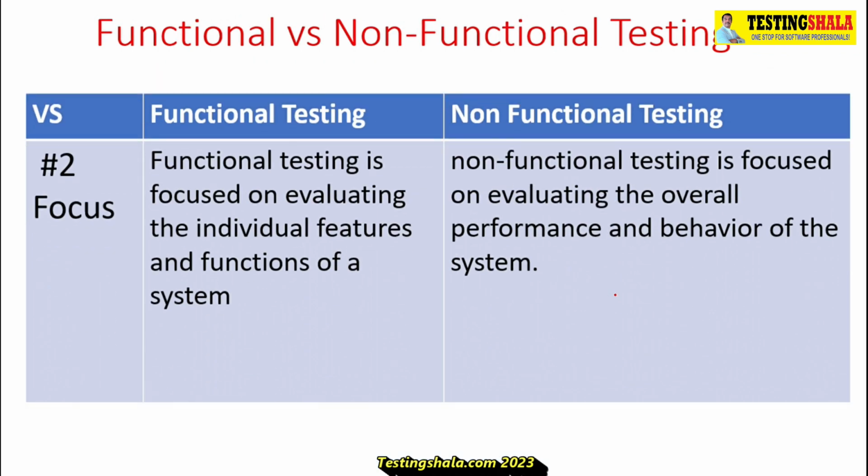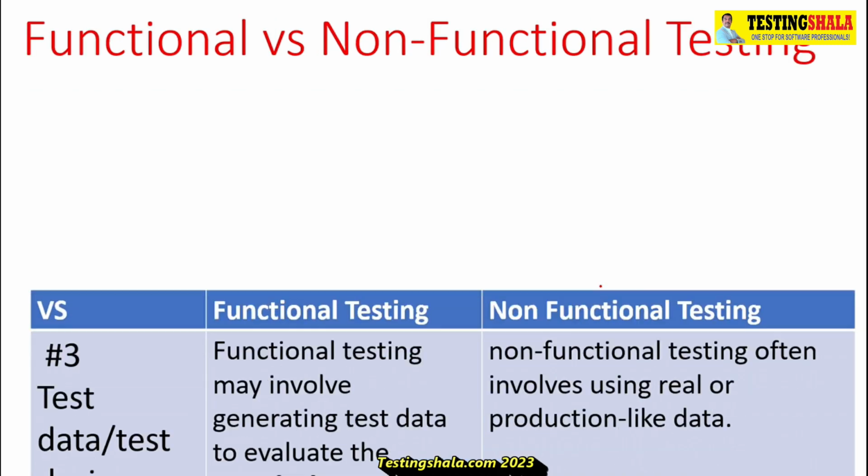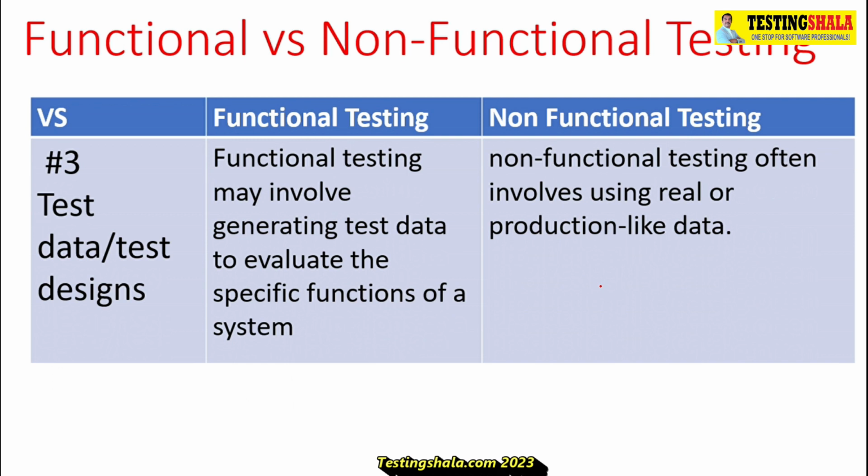The second one is in terms of focus. Here, the functional aspects or features will be tested as part of functional testing. Basically, we try to test each and every feature in terms of functional aspects. But in non-functional testing, we test more from the non-functional perspective. We are looking at the performance of the system and the behavior of the system. And the third one is in terms of test data and test design.